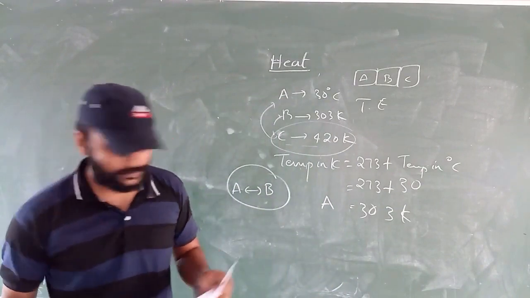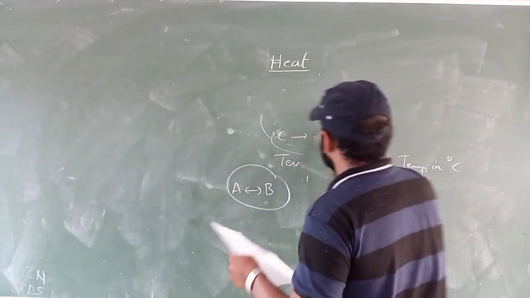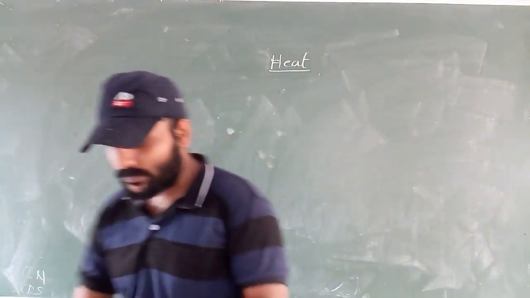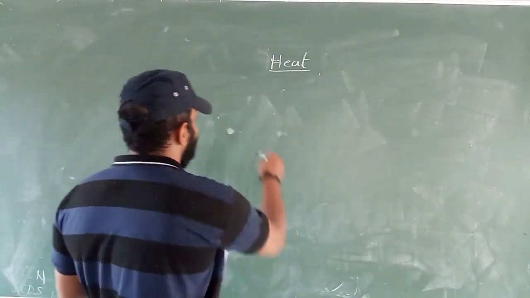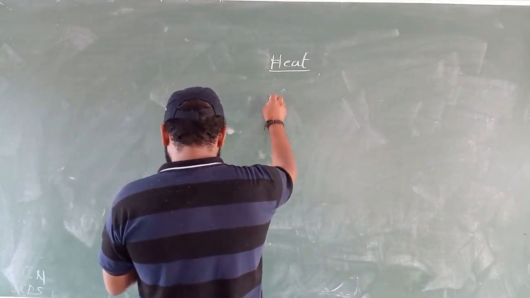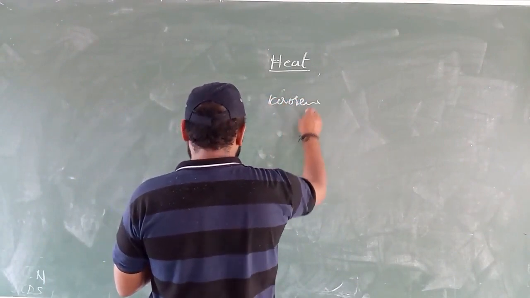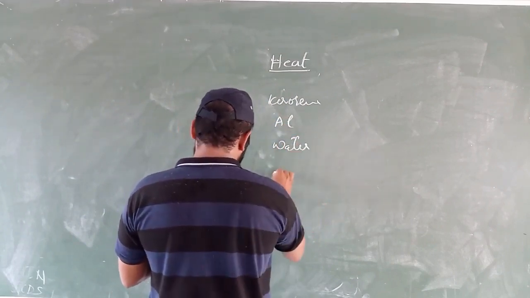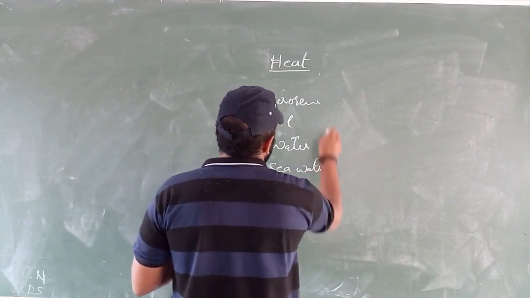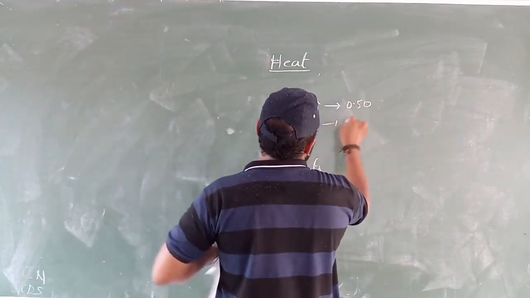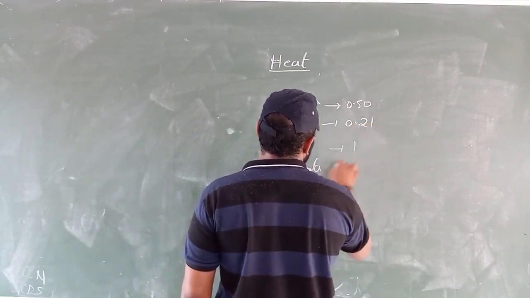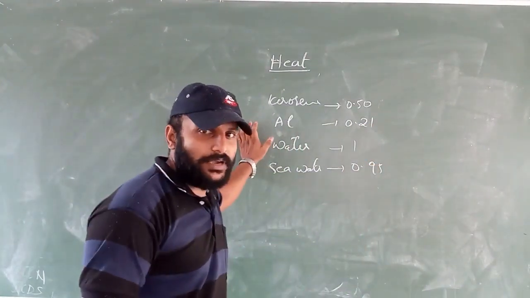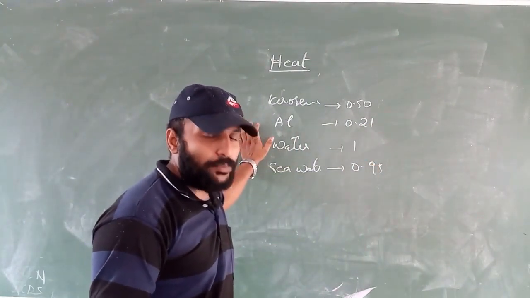So next one. Which takes more time to rise in temperature? They have given these substances: kerosene, aluminium, water, seawater. This is the data they have given. What they have asked is which takes more time to rise in temperature.